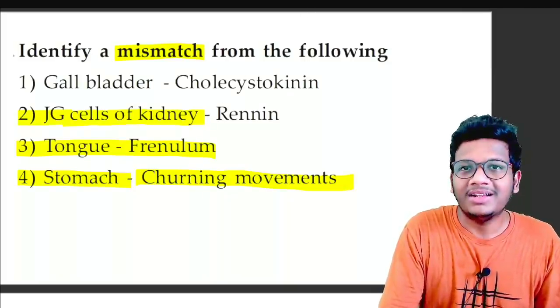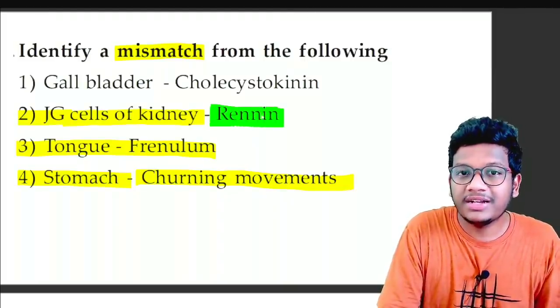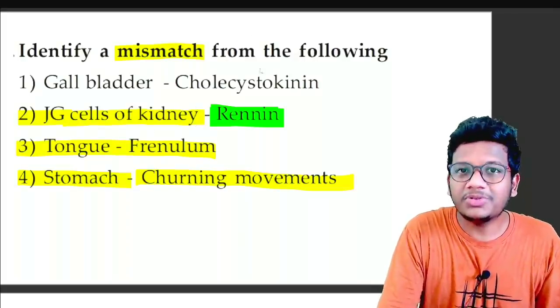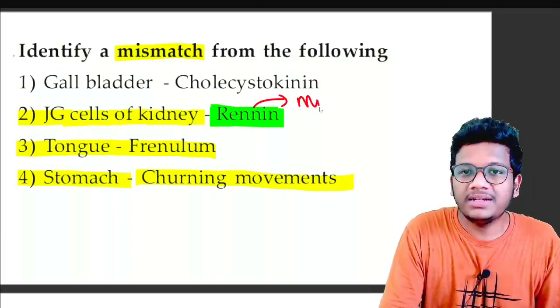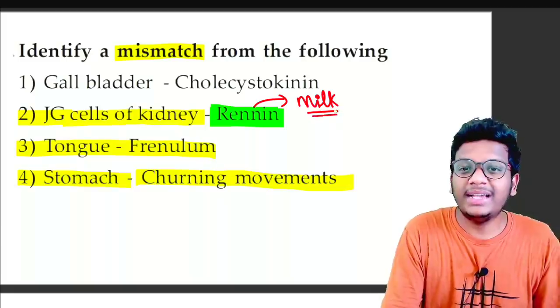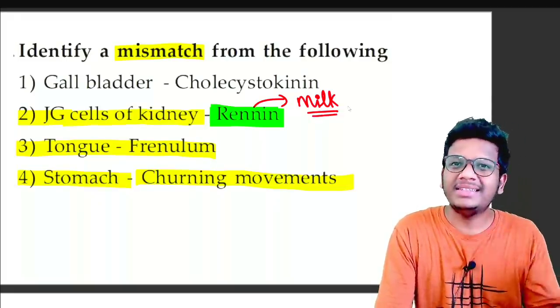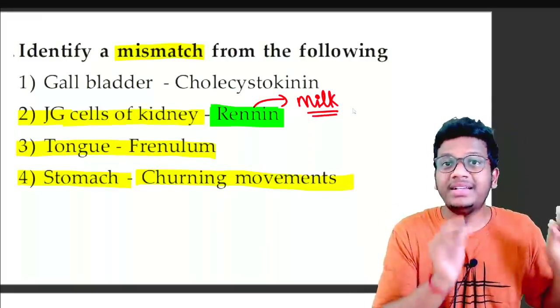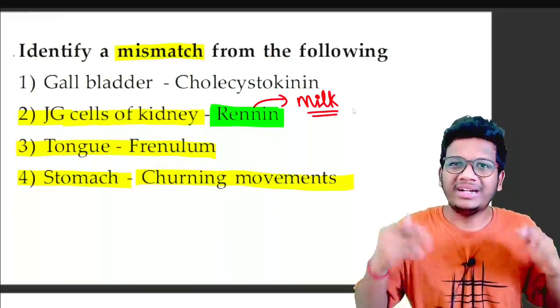Correct, but note the spelling of renin here. It is double N, kuduthirukanga. So what is double N? It is the milk protein. It digests the milk protein casein, and that enzyme is called rennin, which is present only in infants and children, not in adults.